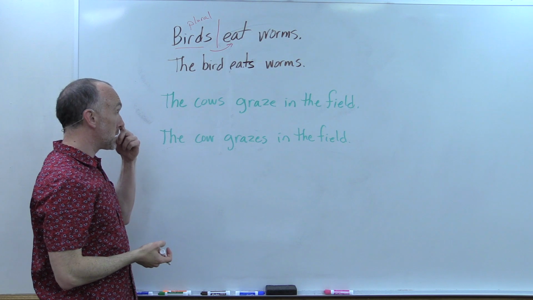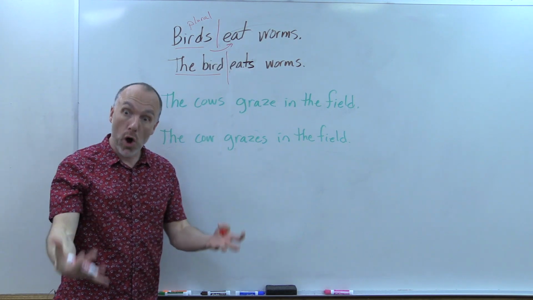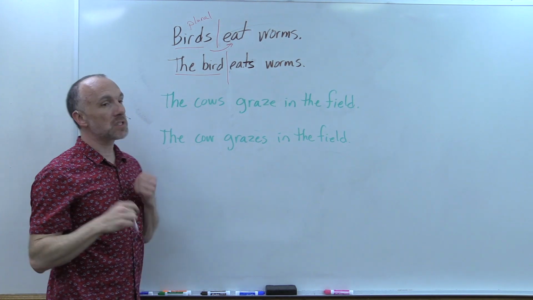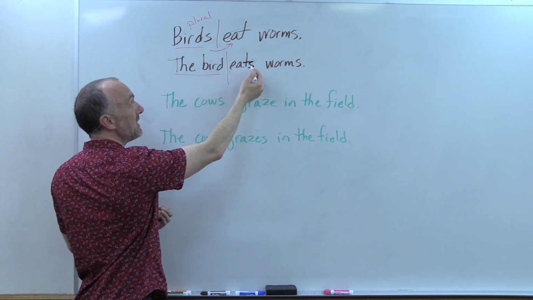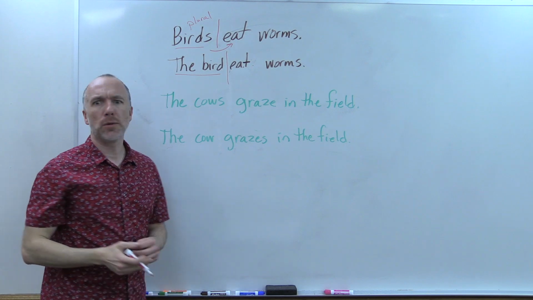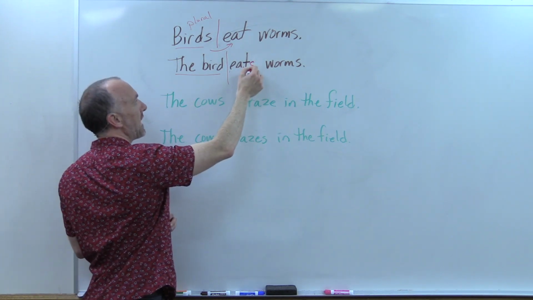So now, look at the second one. The bird is a singular subject. It's only one. Who or what are we talking about? Only one, the bird. And what does the bird do? The bird eats worms. So we have the word eats with an S on it. Imagine if we didn't put the S there. The bird eat worms. That doesn't make sense, so it has to have an S.